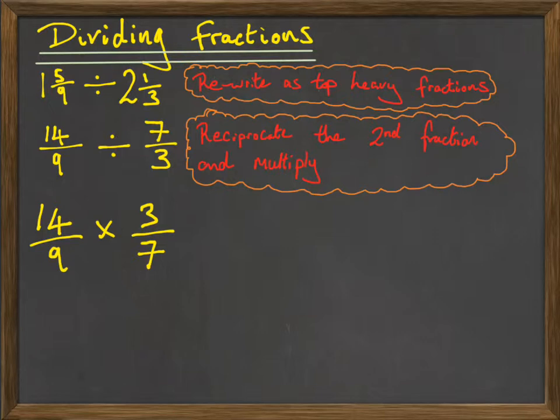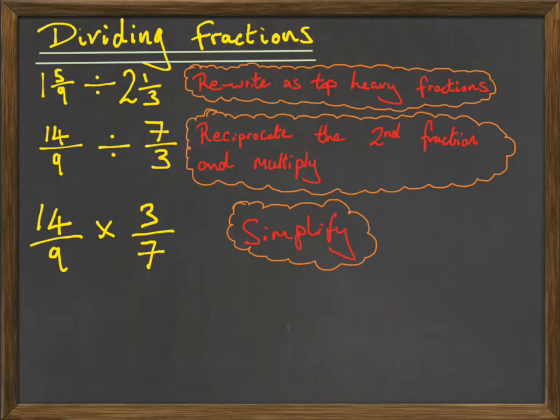But the next thing that we should now do is simplify. In other words, if there are any common factors between any of the numbers in the numerator and any of the numbers in the denominator, then we can simplify the fractions down. And we should always try and do this where possible, because it will avoid unnecessarily large numbers.